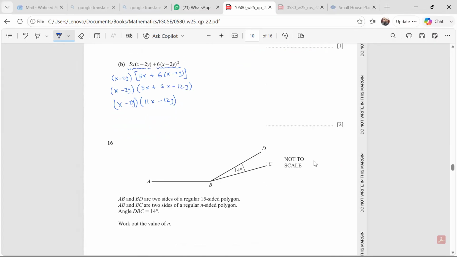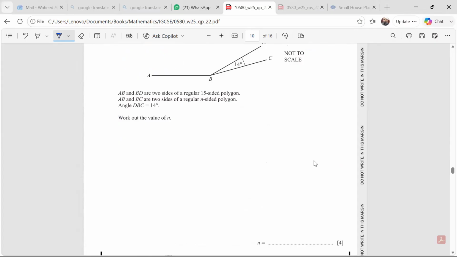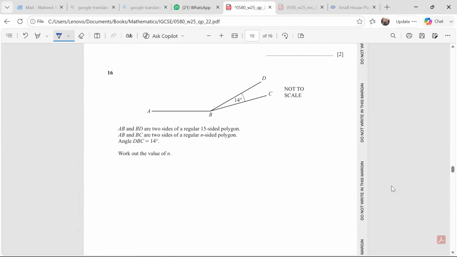Okay, now question number 16. This is interesting. It's a bit challenging. You see, this AB and BB are part of a 15-sided polygon. So from this information, can we calculate this angle?